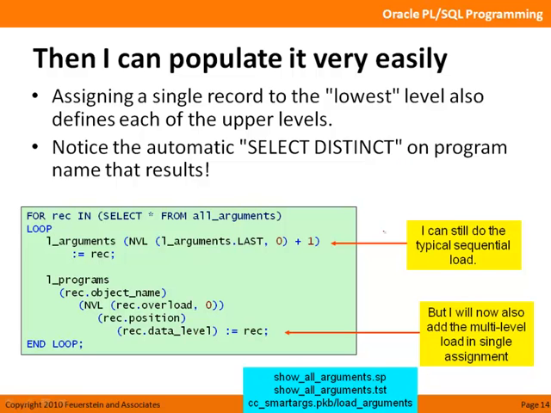Oh, and just a little comment here before I go on. The CC SmartArgs is the package body that I built as a part of this big utility that does this kind of operation, does the assignment. It's, of course, a bit more complicated than this. And you can take a look at the load arguments procedure to get a sense of the higher level of complexity involved. But at its core, what I'm doing is that single assignment that spreads across my 4-level nested collection.